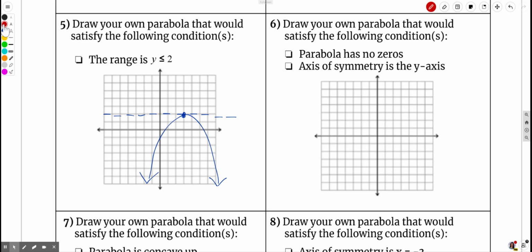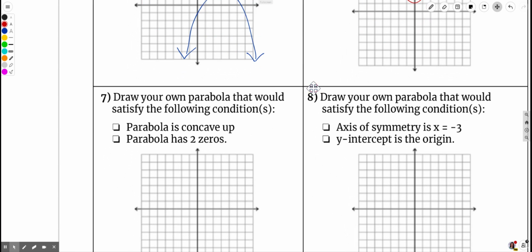Right, so for number 6, our parabola has to have no zeros, which means it has to be floating above the x-axis or below, and our axis of symmetry has to be the y-axis. So something like this would work really well for us.